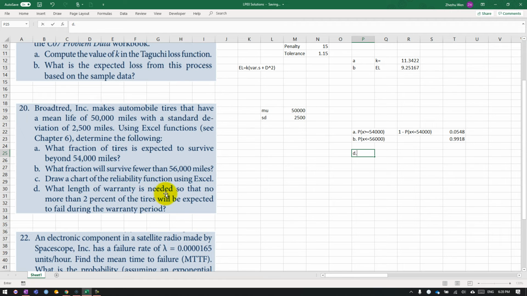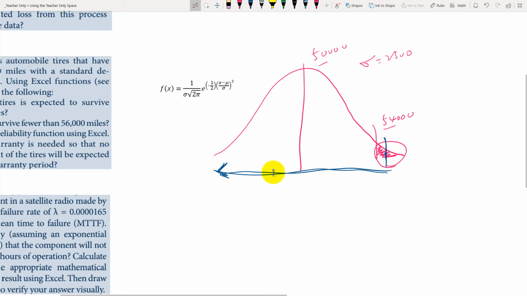What length of warranty is needed so that no more than 2% of tires will be expected to fail during the warranty period? In other words, it is asking what should be the so-called warranty limit. If you put 54,000 or 56,000 as a warranty limit here, you end up having to service more than 99% of the tires you have released to the market. If this is your warranty limit, then you are busted because you have to service more than 99%.